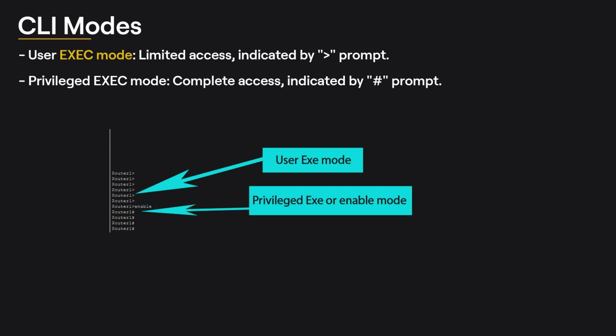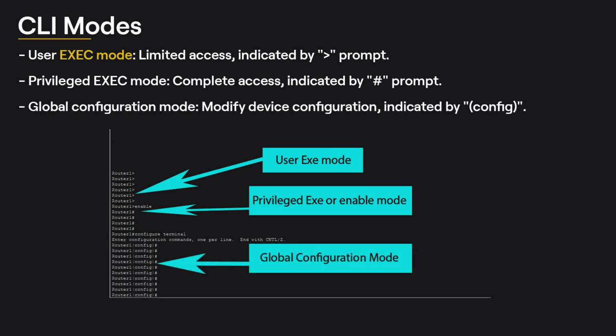In Privileged Exec Mode, you'll see a hash sign, indicating that you have complete access to view the configuration, restart the device, and perform various other tasks. However, this is not the mode where you actually make configuration changes. To make changes to the device's configuration, you need to enter Global Configuration Mode. The command to enter this mode is configure terminal, or simply conf t for short. Once you're in Global Configuration Mode, you'll see the host name followed by config, indicating that you can now modify the configuration. In this mode, you can enter various commands to configure different aspects.